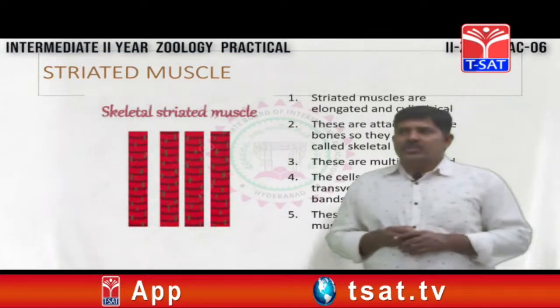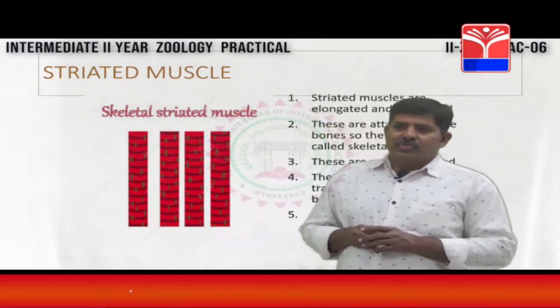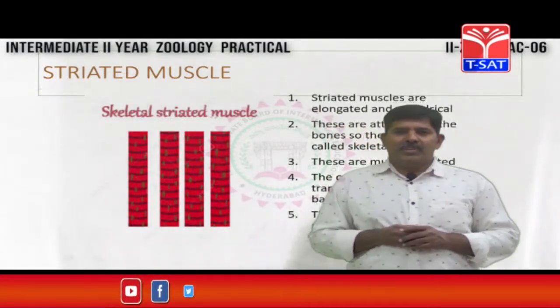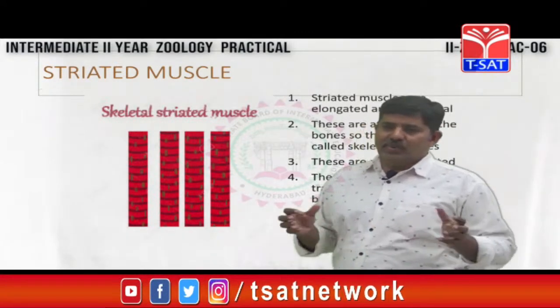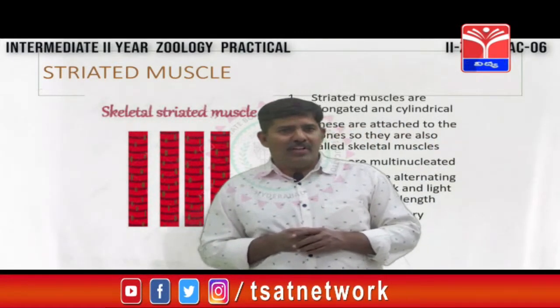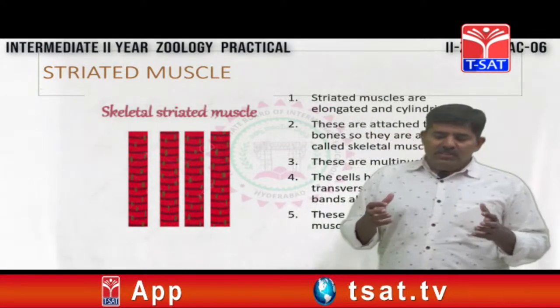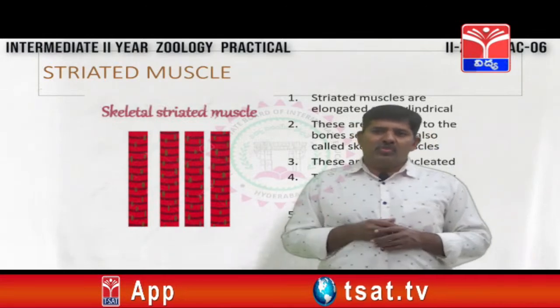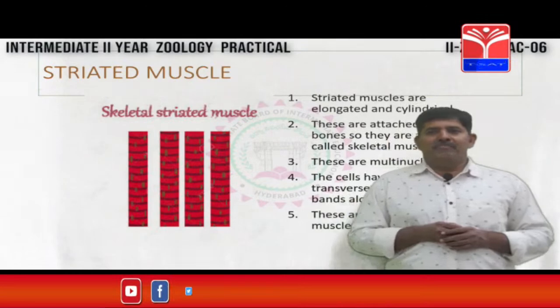Striated muscle. So you have three types of muscles: one is striated muscle, one is smooth muscle, one is cardiac muscle. So this is about the muscle types in our body. We have 650 muscles in our body, and in these 650 muscles there are three types. One is called striated muscles. Most of the muscles belong to the striated muscles.